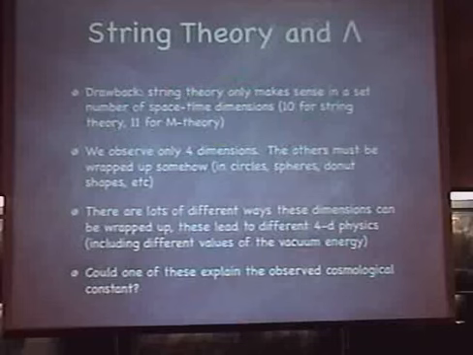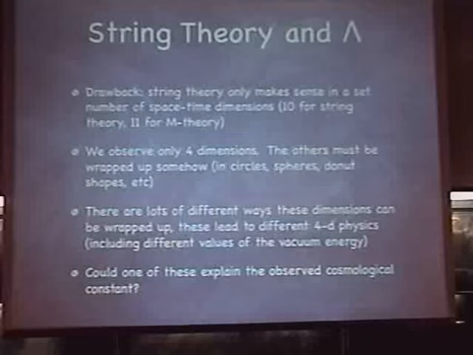Well, I'm going to talk a lot more about this next week, and we can think of this as a little bit of a preview. What happens is that the other dimensions get wrapped up somehow in circles or spheres or donuts. There are lots of different ways of doing this, and depending on how these extra dimensions are wrapped up, you get different patterns of particles and forces in the 4-dimensional world that you see. So the world that we have has a particular set of particles and forces, and this should be created by a very specific way of wrapping up the extra dimensions.